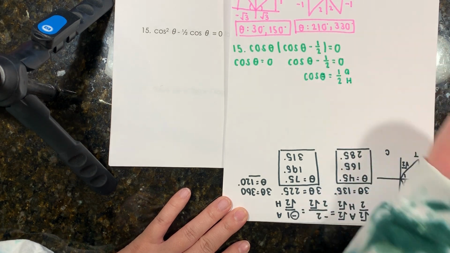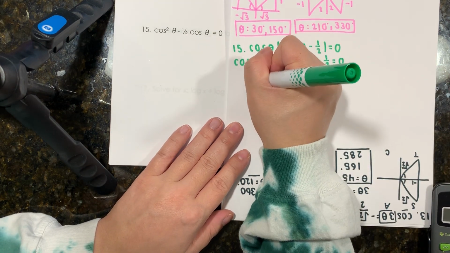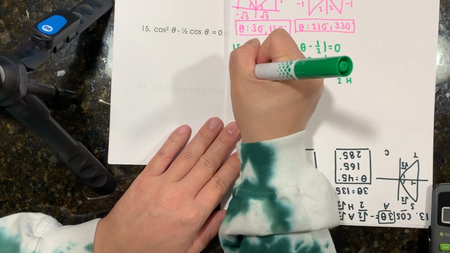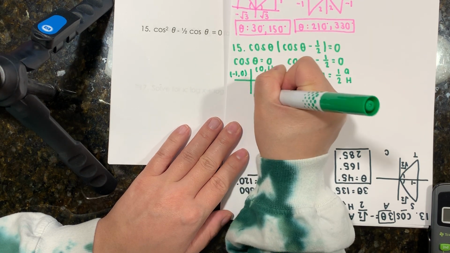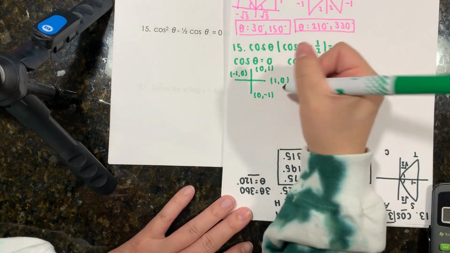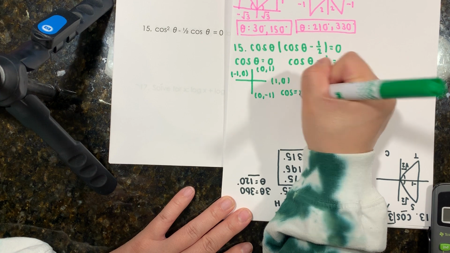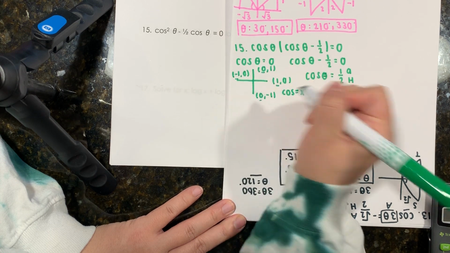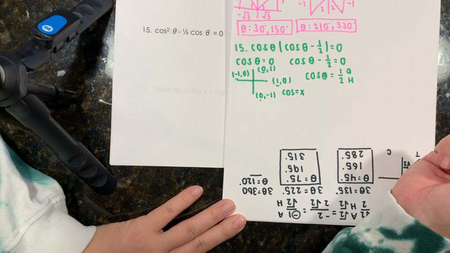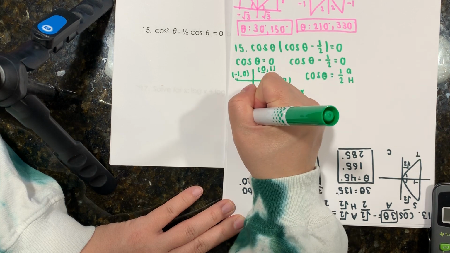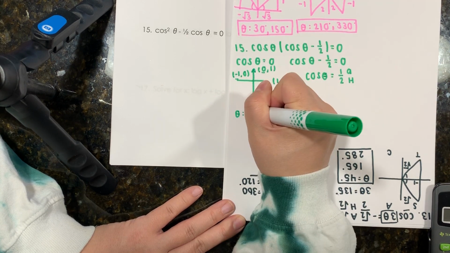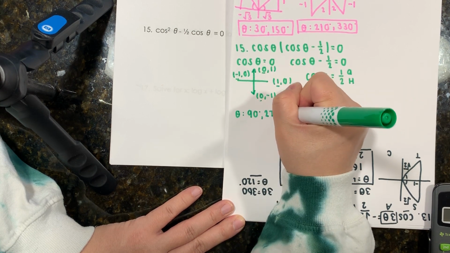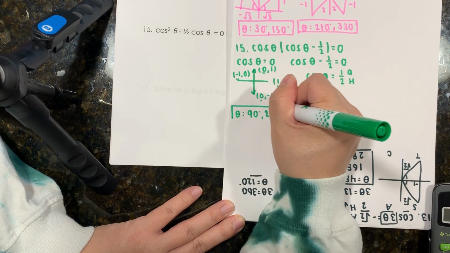Cosine is adjacent over hypotenuse. For this one right here, I'm going to use the unit circle. So I'm going to draw my chart. So cosine is equal to the x term. So if I underline all of my x terms here, there are 2 places where the x term is going to be equal to 0. So that means theta, the first place would be at 90 degrees. And the second place would be at 270 degrees. And those would be your first 2 answers.